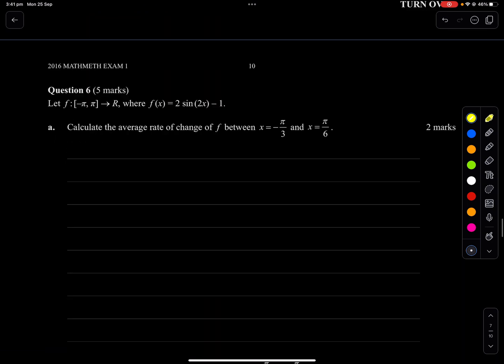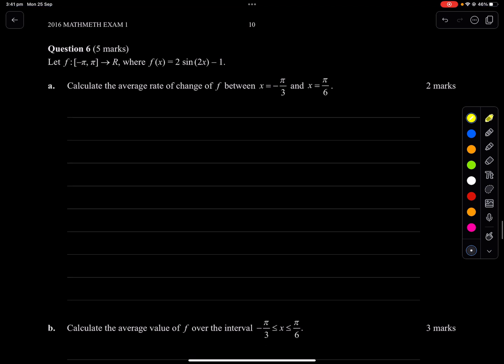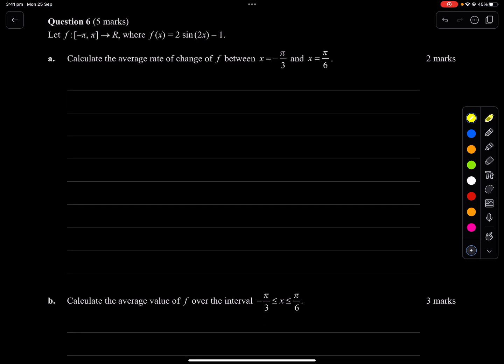Next question. Question 6. Let f be the function where f of x is this. Find the average rate of change between this and that. So that will be f of pi on 6 minus f of negative pi on 3, all over pi over 6 minus pi on 3, which is just pi on 2. Done. So what's f of pi on 6?